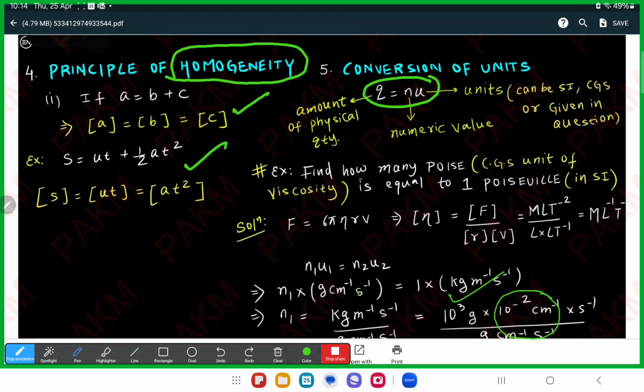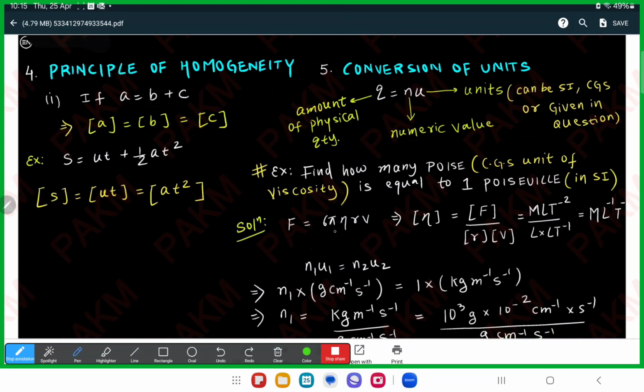To find how to convert one poise, you had better remember what you mean by poise, what is the unit of poise. CGS unit of viscosity. This is important. CGS unit of viscosity is equal to 1 poise, and in SI it is 1 poiseuille. That is poise and poiseuille. Clear? Now F is equal to 6 pi eta rv, so eta is equal to F upon 6 pi rv. Now keeping the value, and for the sake of conversion, n1 u1 is equal to n2 u2. In this way, we can get the value of either n1 or n2, according to the information they have given.